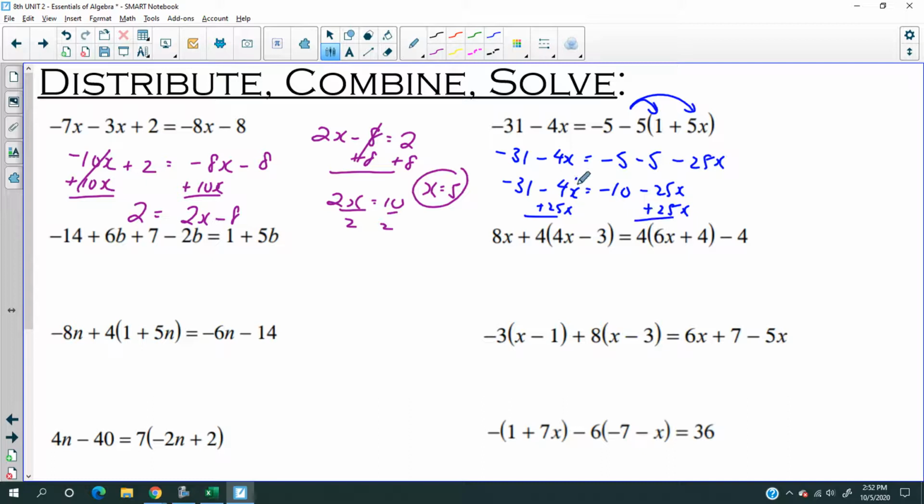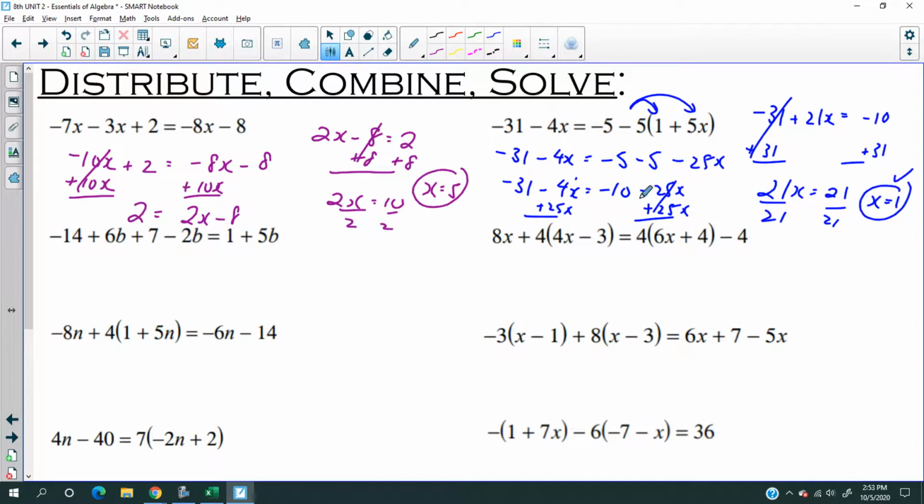That doesn't cancel out. Let me rewrite. Negative 31 plus 21x equals, this cancels out, negative 10. Add 31 to both sides. So far, so good, right? That's 21. Not bad. That last step was super duper easy. And that's how you do it.